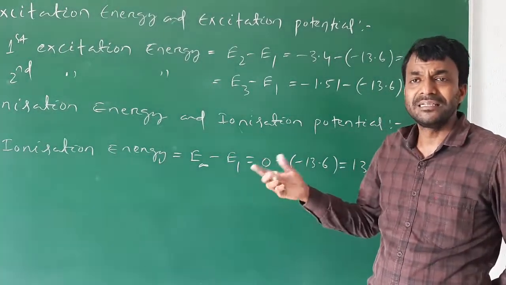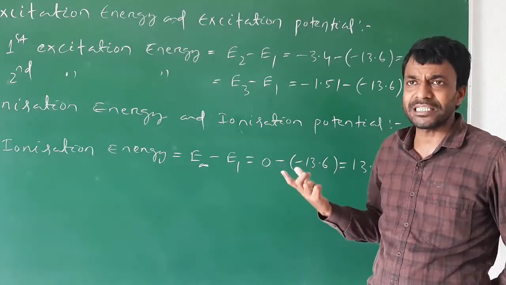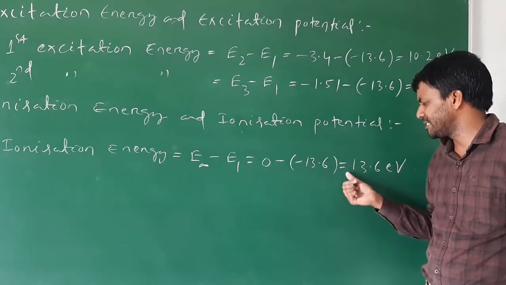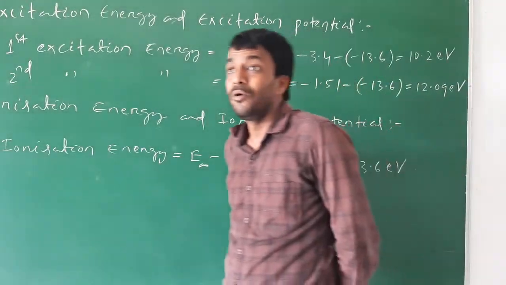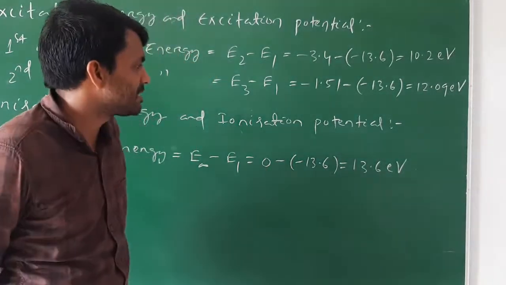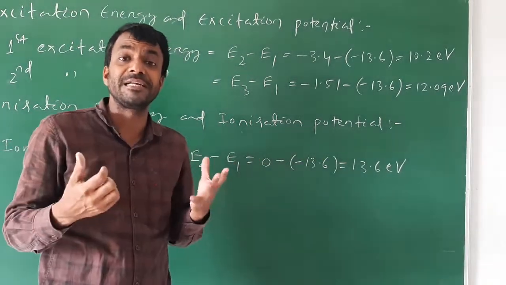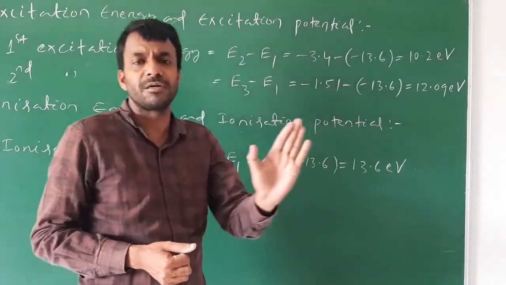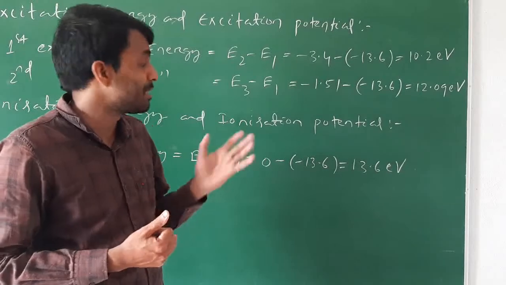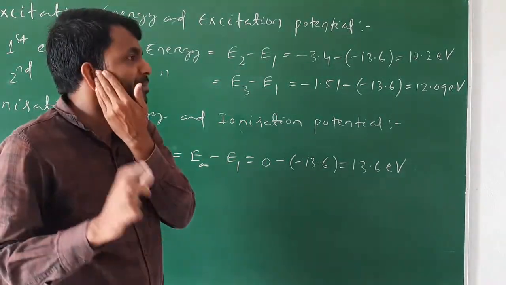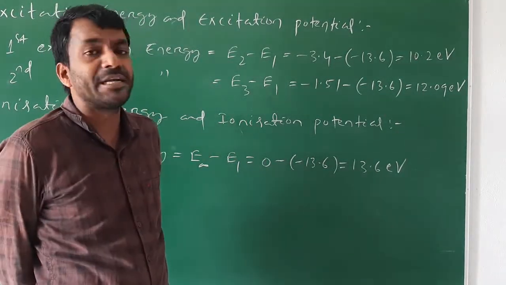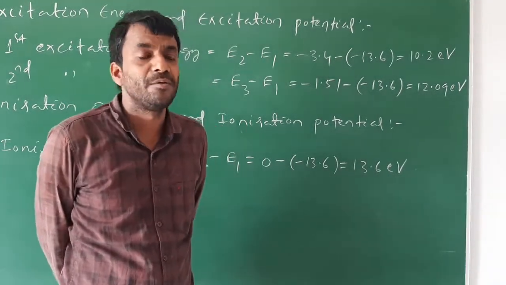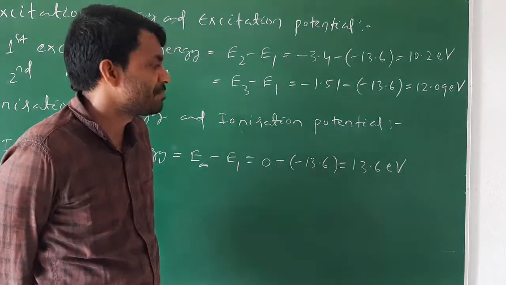E infinity means 0, and E1 means minus 13.6. So E infinity minus E1 is 0 minus minus 13.6, which is equal to 13.6 electron volt. What is the definition of ionization potential? Ionization potential is the accelerating potential, meaning the potential difference. 13.6 volt is the ionization potential. Remember, there are many excitation energies and excitation potentials, but the ionization energy is always a single value, and that is 13.6 volt.